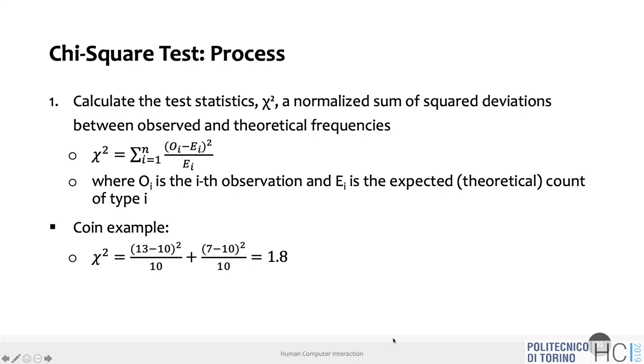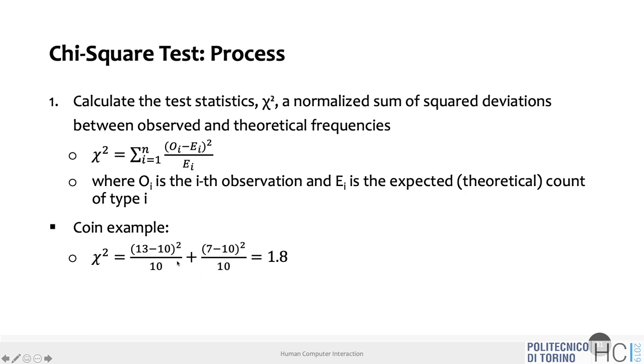So the process is a four-step process, quite simple. First of all, we need to calculate the chi-square. Chi-square is this equation here, a normalized sum of squared deviations between the observed and the theoretical or expected frequency. So it's a sum over any observation you have: O1 is the observed value, so 13 for head, minus the expected value for head, that is 10 in our case, squared, divided by the expected value.